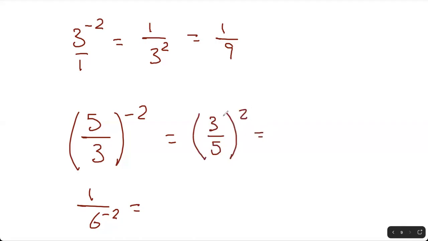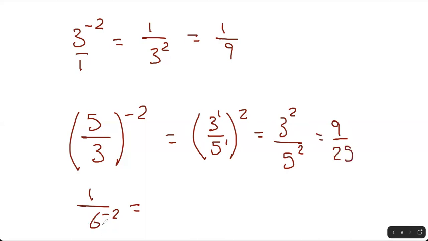squared. And remember, this has a 1 on top, this has a 1 on top, so this becomes 3 squared and 5 squared because it distributed the exponent into here and into there. And that will give me 9 over 25.